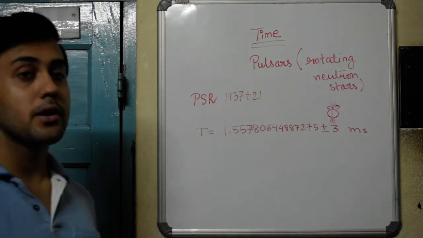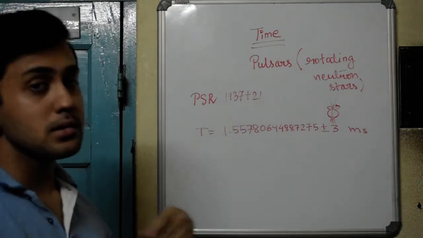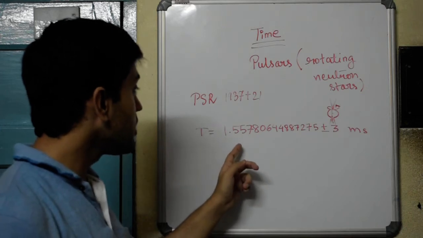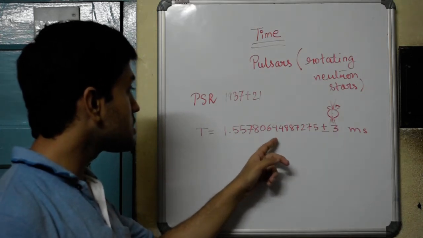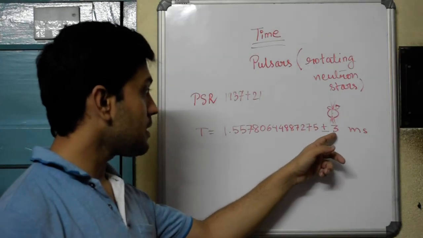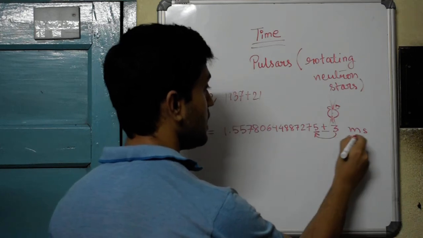This is the time period of that pulsar. You can look it up on the net. This is the code of the pulsar. That's how astronomers name them. This pulsar has a time period of 1.55780644887275 plus minus 3. This 3 is for this last decimal place.